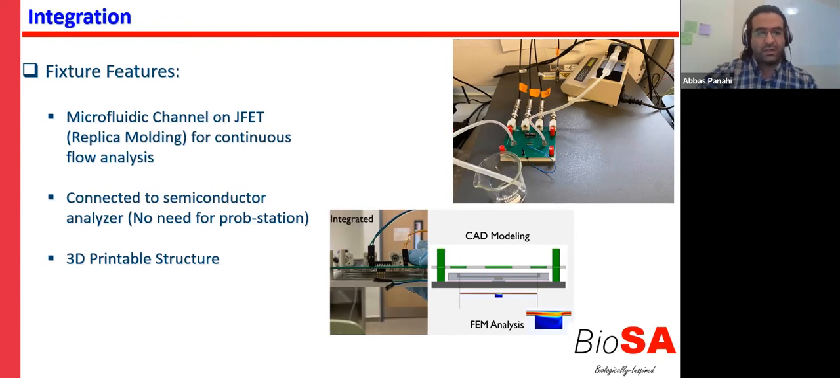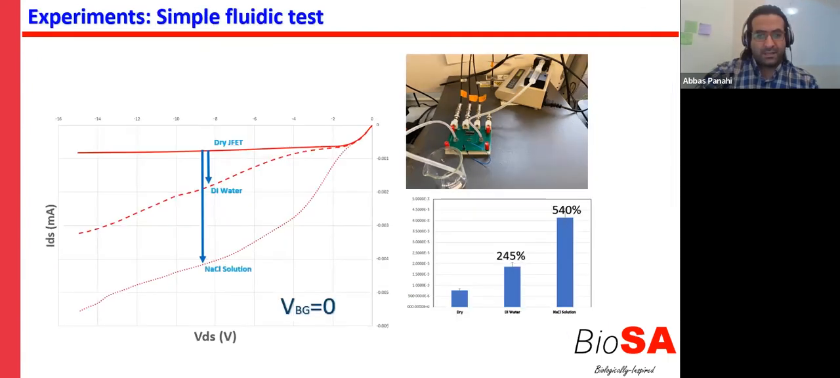The microfluidic channel has been fabricated by replica molding for continuous flow analysis. And our fixture can be connected to a semiconductor analyzer, so there is no need for a probe station. And also the structure for holding the sensor can be 3D printed.